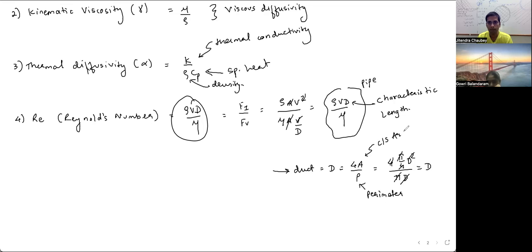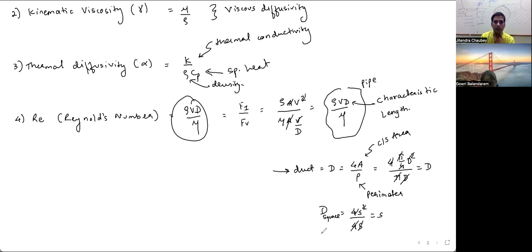Okay. Like I will just write one more formula for a square duct. For square duct, area of square is side square, and perimeter is sum of all the sides, that is 4S. So 4 gets cancelled out, this gets cancelled out, this remains only S. Square duct, right?